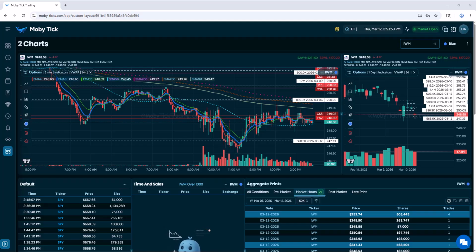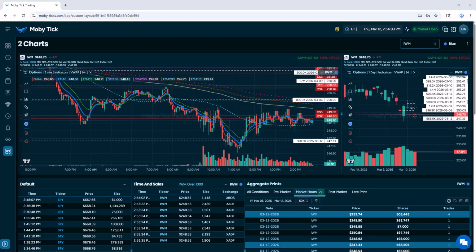We had IWM and we had USO for our day trades. The market's been a little sideways today. It wasn't really a massive move. It was down a little bit in the morning, and then it's just been going sideways for a bit. So let's look at this.